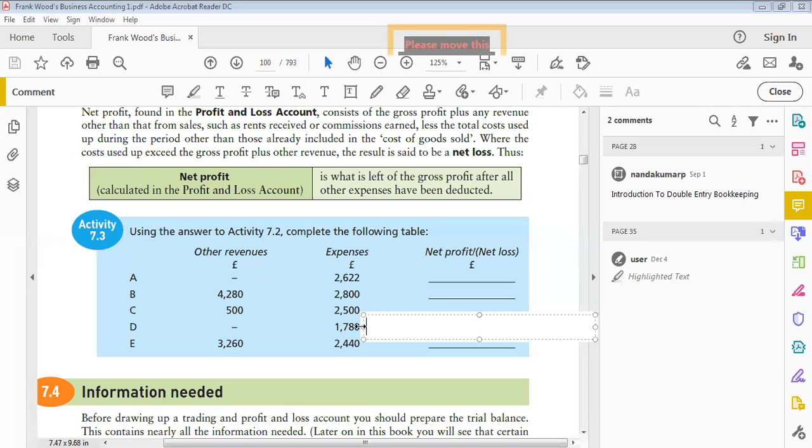So therefore, it will be negative 230, which is the gross profit from above, plus 0. That would equal negative 230 still. Minus 1,780. That now would equal negative 2,010. So the answer will be negative 2,010. Therefore, you have a net loss of 2,010.